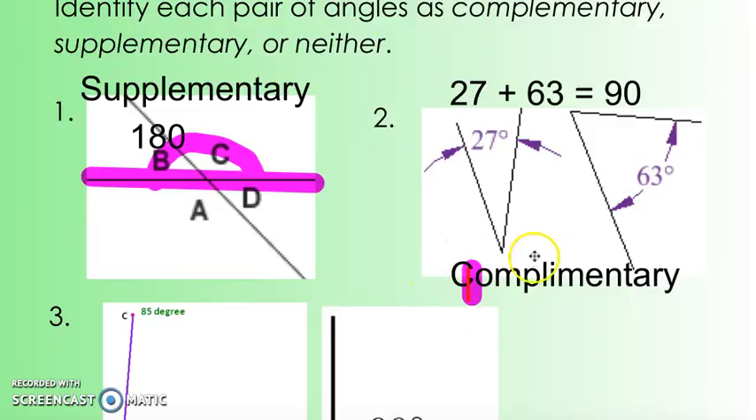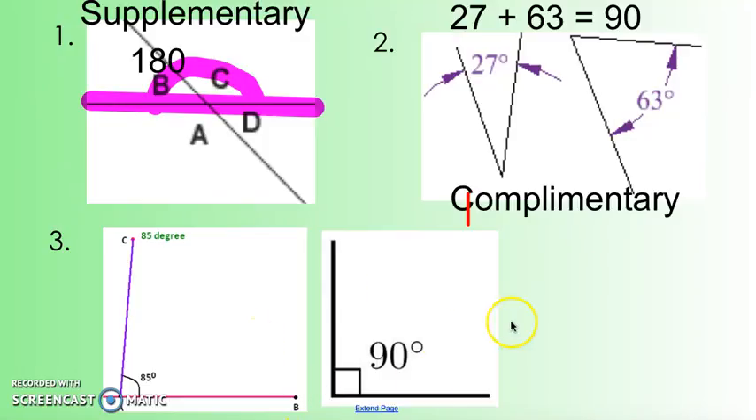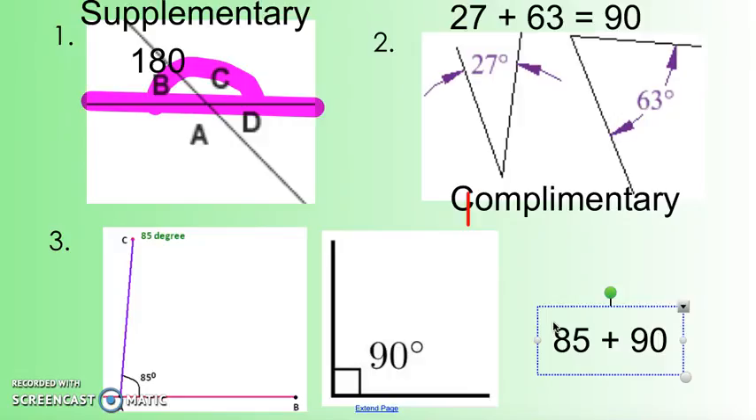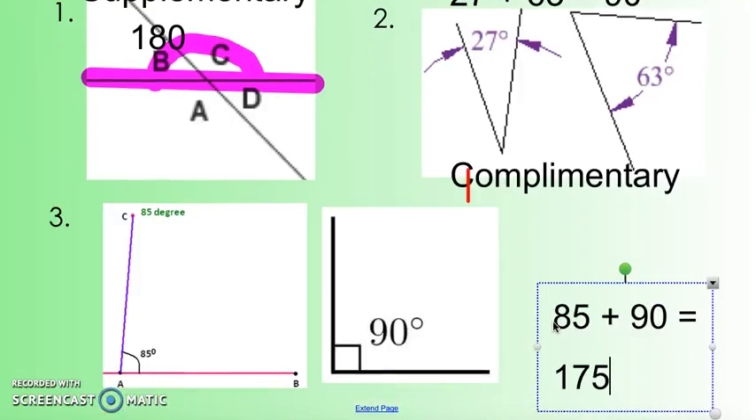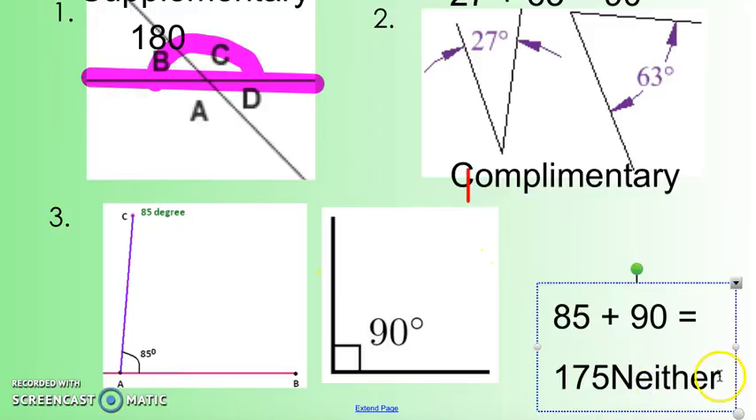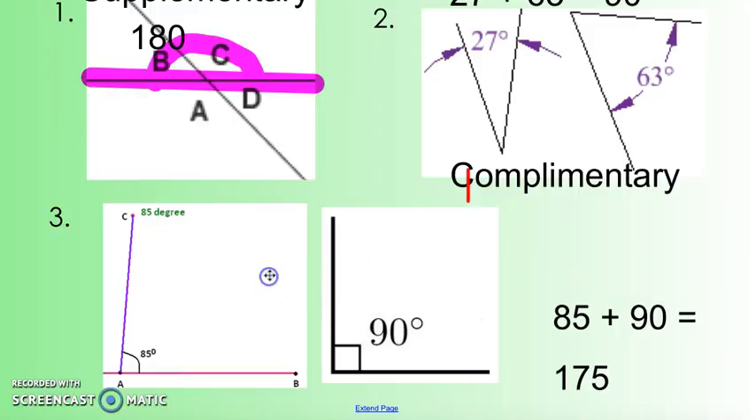Okay, how about below? If I take these two angles and put them together, what would that create? Well, 85 plus 90 equals 175. Does that equal either one of them? No. So the answer is neither. So this is not an example of either one of them. Nice job.